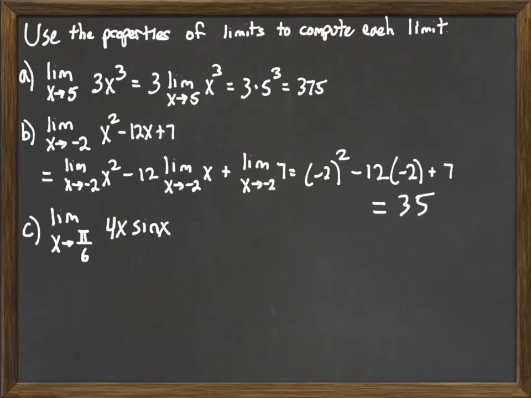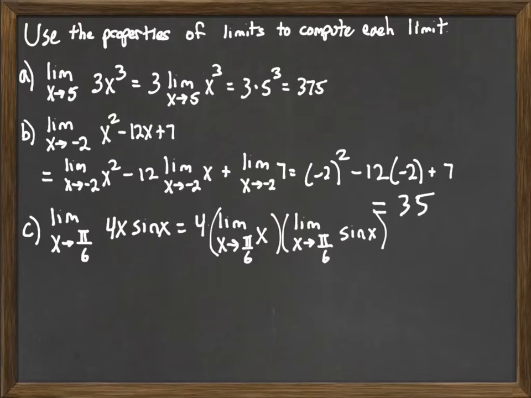Well, 4x times sine x, that's a multiplication. But we have a property that says that limits distribute across multiplication. And the 4, by the way, is a constant, so we can pull that out first off. And then for the limit of x times sine x, we can do the limit as x approaches pi over 6 of x, times the limit as x approaches pi over 6 of sine x.